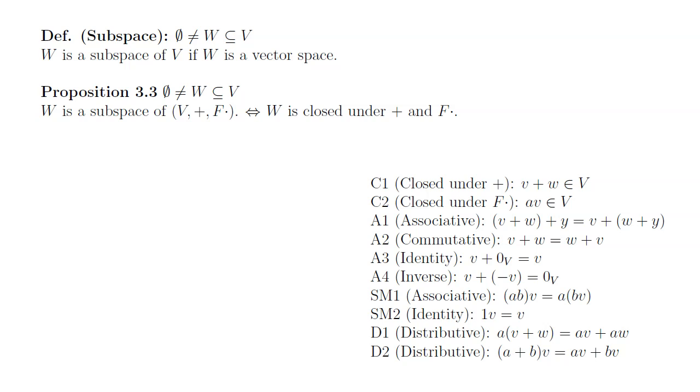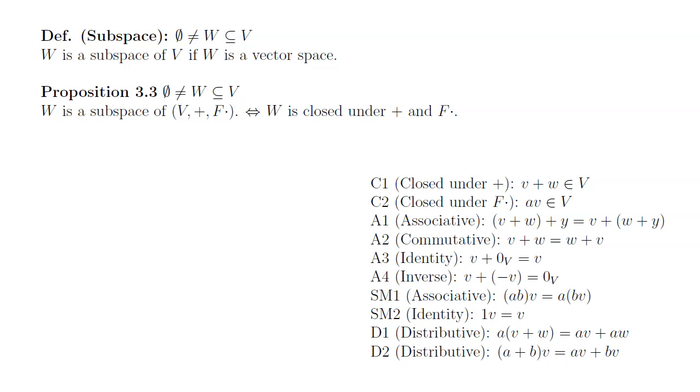All right, let's look at subspace. So the definition is pretty simple. If you have a subset W of a vector space V, then W is called a subspace of V if W itself is a vector space. Right, so that's the definition. So it's a subset, but it is a vector space by itself.